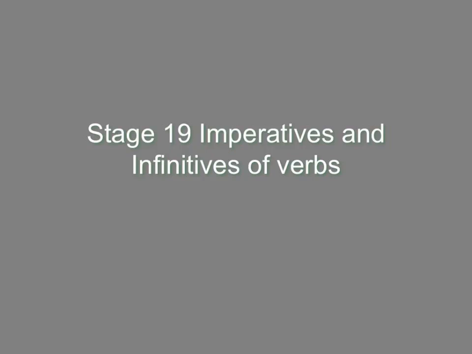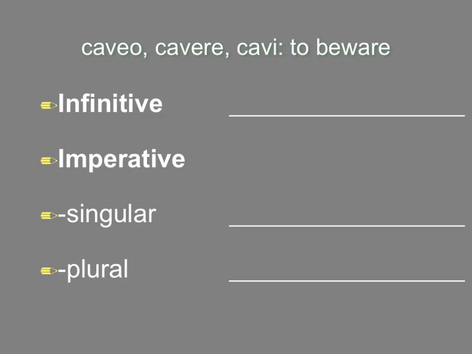So today I'm going to go over how to form your imperatives and your infinitives of verbs in Latin. So we're starting off with caveo, a verb that means to beware. Your first three principal parts are important. Our infinitive is always the second part of the verb. So I'm going to plug that right down into the infinitive, so I don't have to do anything to it. By itself, with that RE attached, it is my infinitive form, and it would mean to beware.